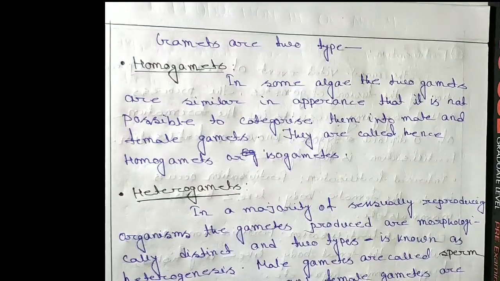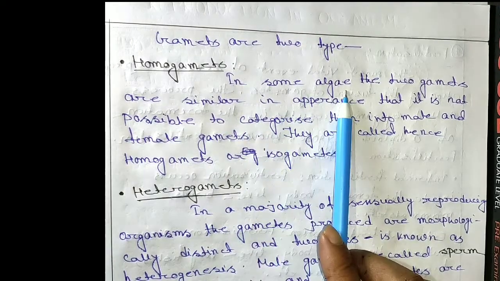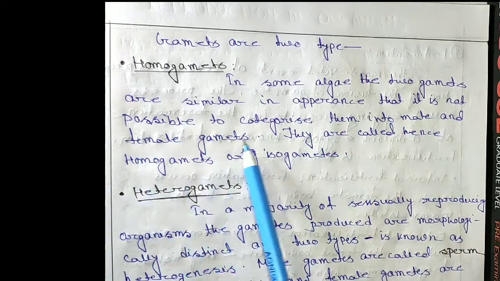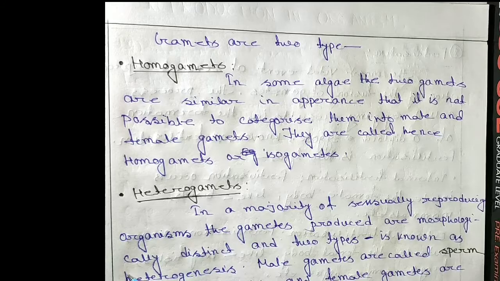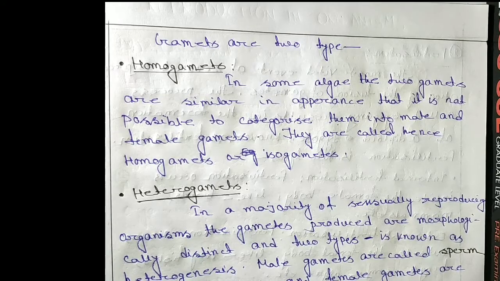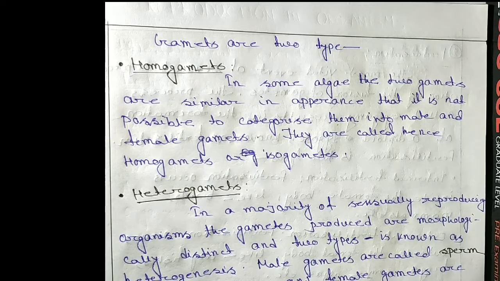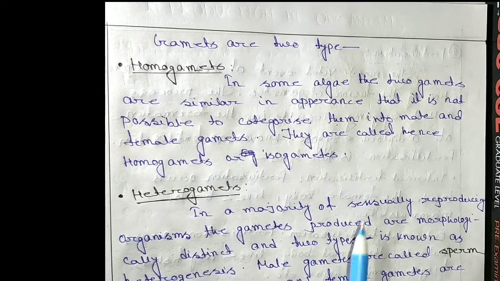Gametes are of two types, that is homogametes and heterogametes. What are homogametes? In some algae, the two gametes are so similar in appearance that it is not possible to categorize them into male and female gametes. That means in some algae, the two gametes are morphologically alike or similar, and cannot be separated from each other. These types of gametes are known as homogametes. They are hence called homogametes or isogametes.